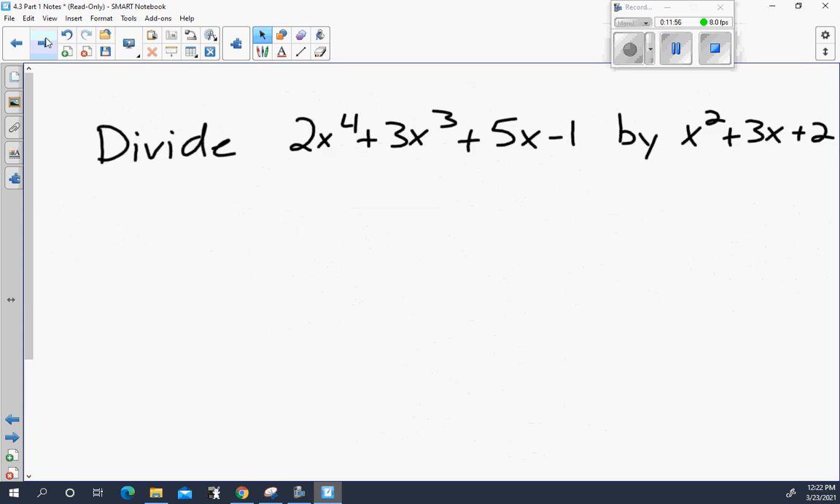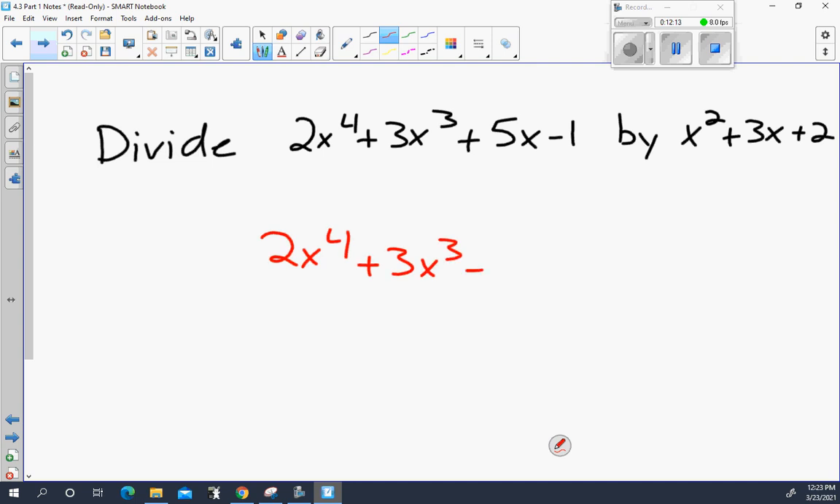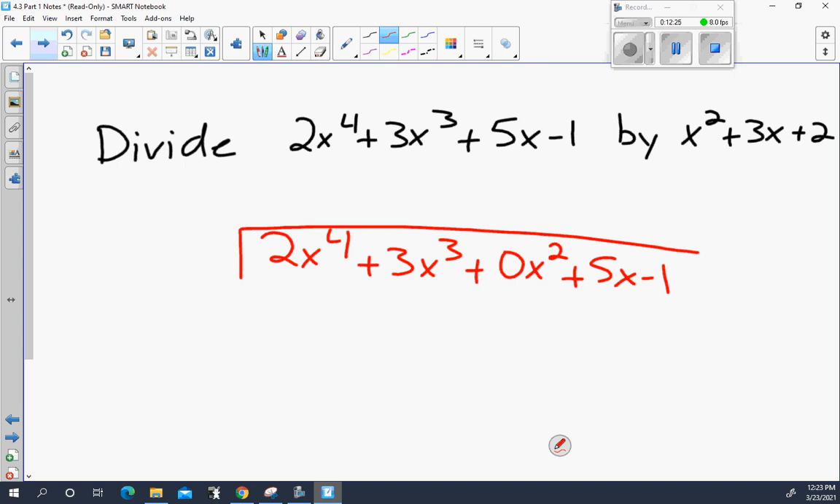Last one. All right. We have 2x to the 4th plus 3x to the 3rd plus 5x minus 1. I want to incorporate that x squared. I'm just going to write 0x squared. Okay, so 2x to the 4th plus 3x to the 3rd plus, we don't have the x squared, so I'm going to write 0x squared plus 5x minus 1. I don't have to worry about what I'm dividing by because I have 2, 1, and 0, right? x squared plus 3x plus 2, so we're good there.